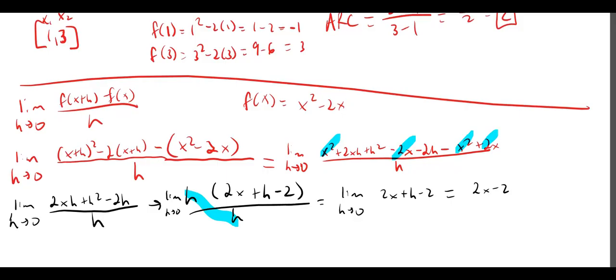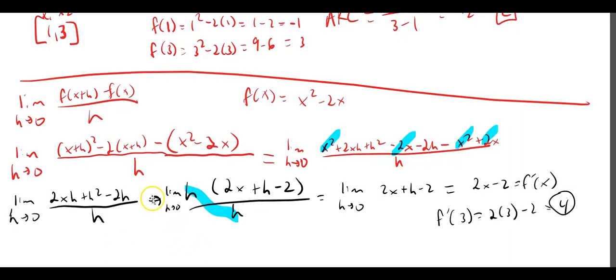Which again, this is our derivative equation or our velocity equation. But it says what's the instantaneous rate of change at 3, so we just want f prime at 3. So 2 times 3 minus 2, 6 minus 2 is 4. So there we go, that's the instantaneous slope at that one point. That's number 18.